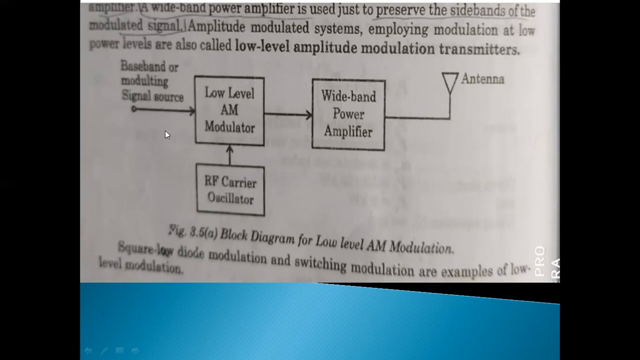In low level modulation, the modulating signal and the carrier signal are both given to the AM modulator. Then the modulation takes place. After modulation, the signal is given to the wideband power amplifier, and the wideband power amplifier output is given to an antenna to radiate. This is simply low level AM modulation.